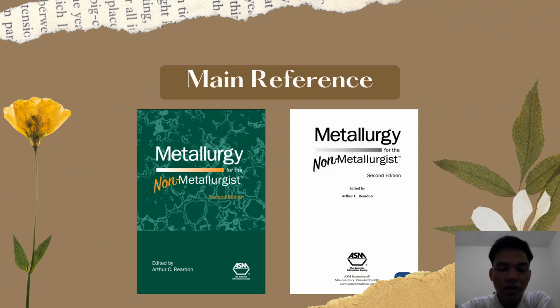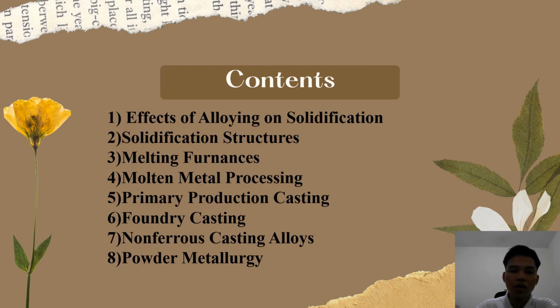My reference is the book Metallurgy for the Non-Metallurgist, Second Edition, edited by Arthur C. Reardon. Contents: 1. Effect of alloy on solidification. 2. Solidification structure. 3. Melting furnace. 4. Molten metal process. 5. Primary production casting. 6. Foundry casting. 7. Non-ferrous casting alloys. 8. Powder metallurgy.